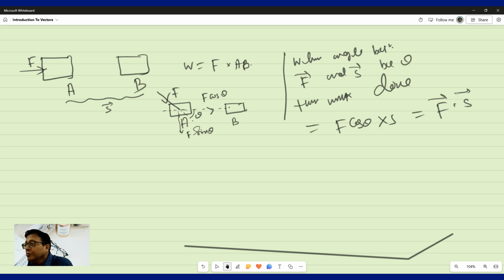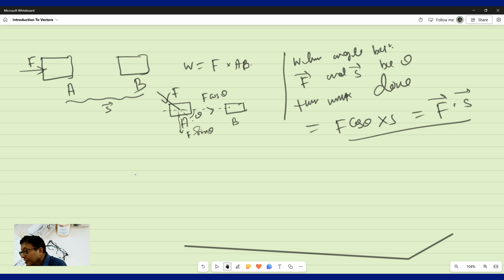Isn't it? A dot B is what? Mod A mod B cos theta. So F cos theta into S, we can write as F dot S. See, one very good application. I need not draw the diagram. I just know the question and then I'll be using this formula. Work done, how to find?